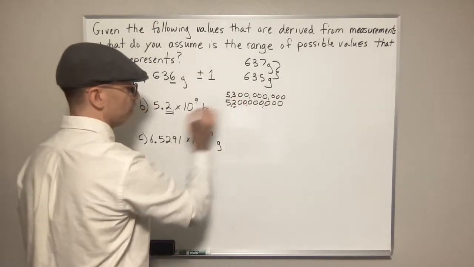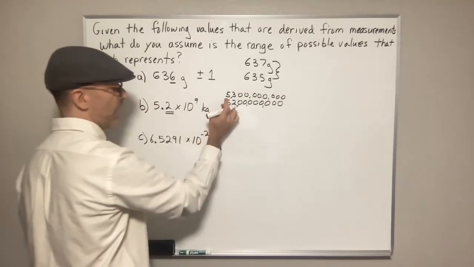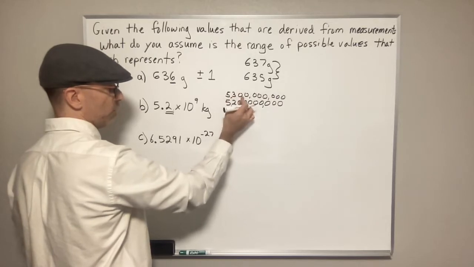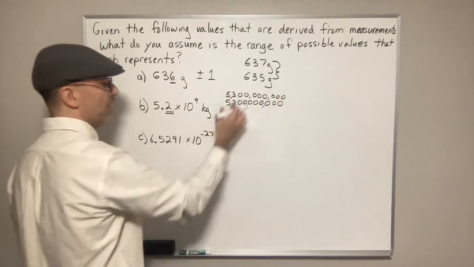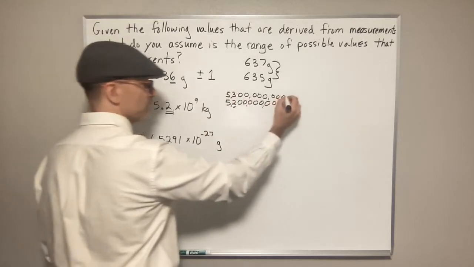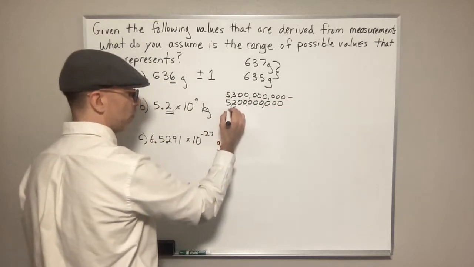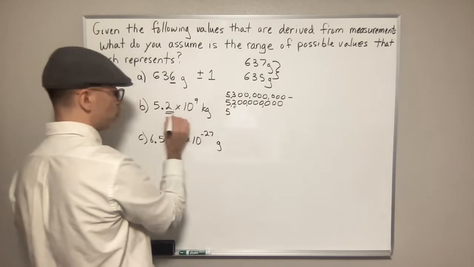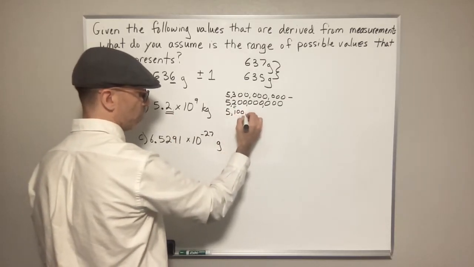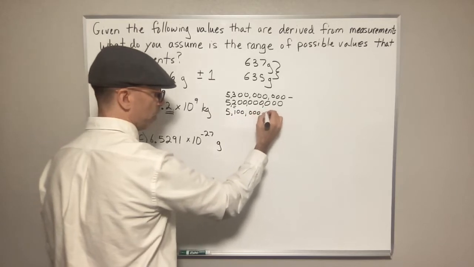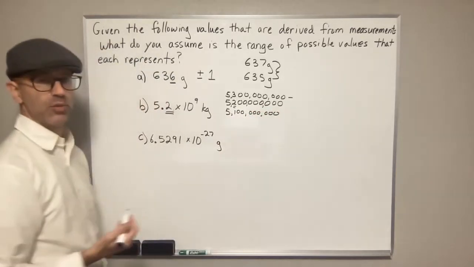Oops, I forgot there. So it's going to be 5,300,000,000, and this is 5,200,000,000. So this would be the highest value, and this would be the lowest value, by subtracting 1 from there. So it would be 5 and 100,000,000, right? So that's one way you can do it.